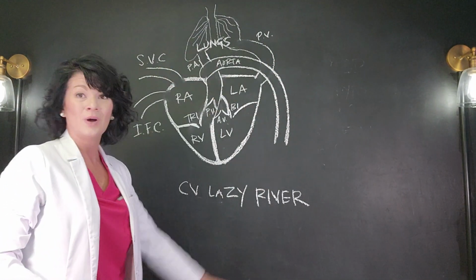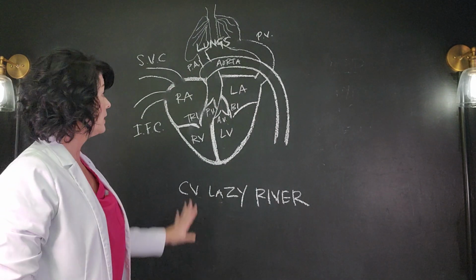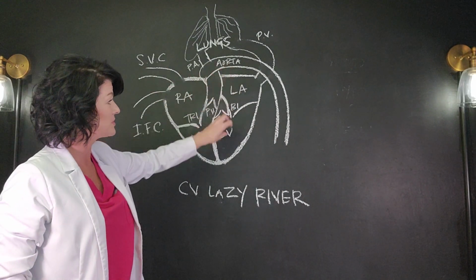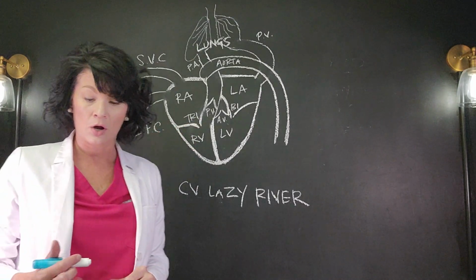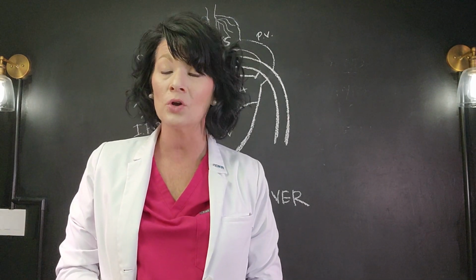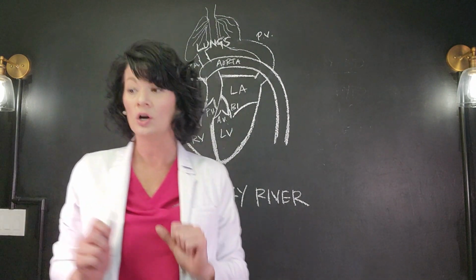Make sure that you understand this lazy river when it comes to the cardiovascular system, right? Right side we are deoxygenated, left side we are oxygenated. Make sure that you know what chambers that blood travels through in which order, as well as the valves, okay? So you got to start with this to understand heart failure, okay?